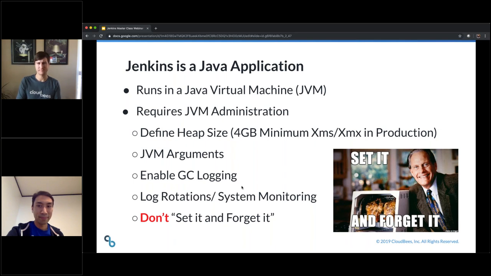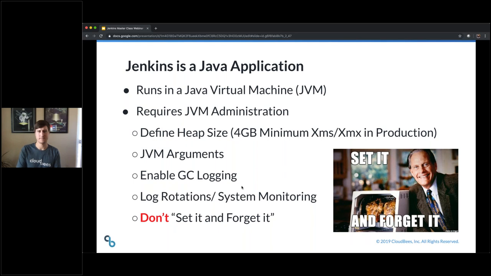Some basics about Jenkins is that it runs in a JVM. And as it runs in a JVM, it requires JVM administration. And part of JVM administration is defining an initial heap size, using JVM arguments, enabling garbage collection logging, and all those little system administration niches like log rotating and enabling system monitoring. But it's not something that you can just set it and forget it, for those of you that remember Ron Popeil. And it's something that needs constant attention and monitoring as your team size grows and as usage of the application organically grows.